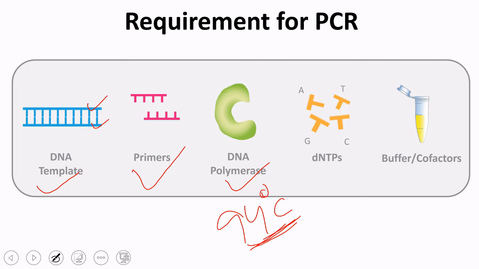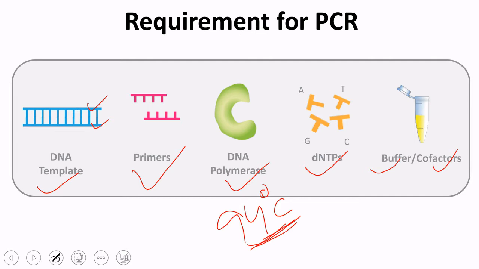Then we require all four different types of nucleotides, because DNA has to be elongated, so we require deoxyribonucleotides of adenine, thymine, cytosine, and guanine. So we require all four dNTPs. We require a specialized buffer providing the conditions for the elongation of DNA, and we require certain cofactors, that is, bivalent metal ions. Normally we use manganese or magnesium. So these are the basic requirements.